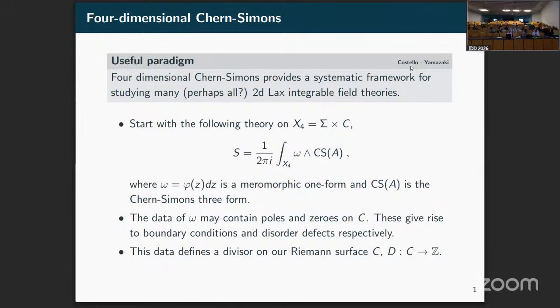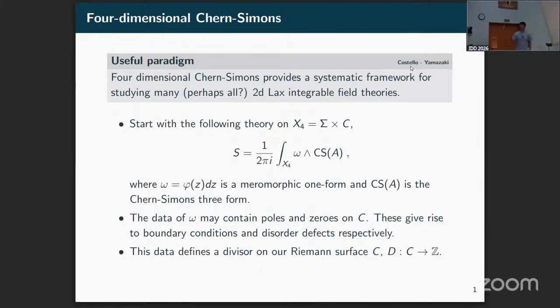The paradigm is that four-dimensional Chern-Simons provides this systematic framework to describe, and I put in a homage to Richard Ward and his Ward conjecture, many, perhaps all, 2D integrable field theories, the omission being the 2D KdV equation. The paradigm starts with this action, given by this four-dimensional integral over some meromorphic one-form on this Riemann surface C, wedged against this Chern-Simons 3-form.